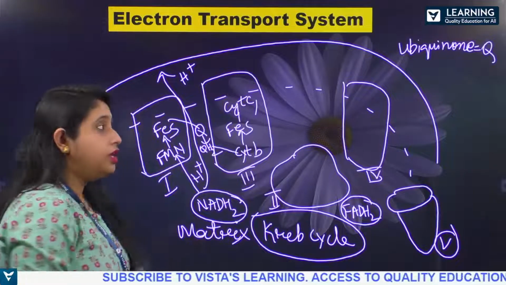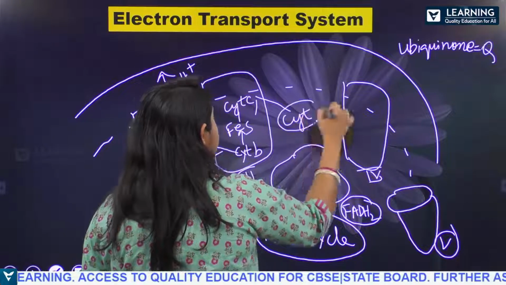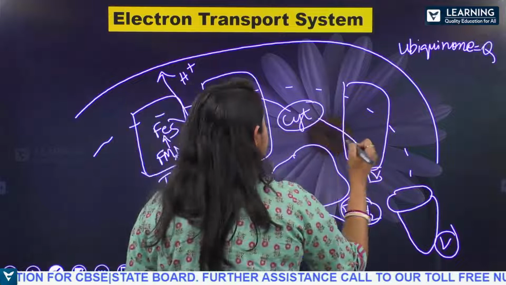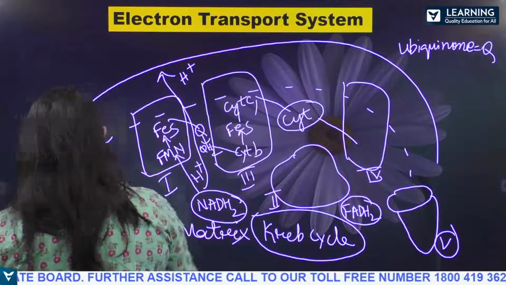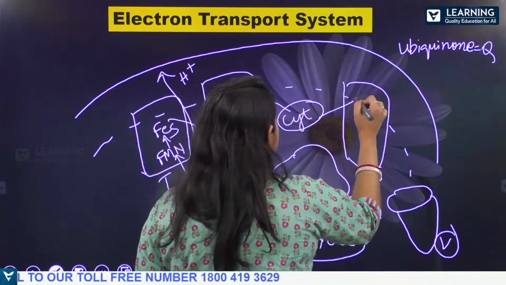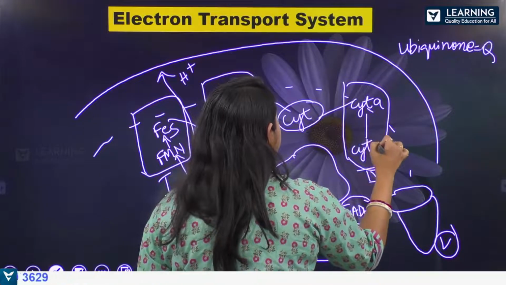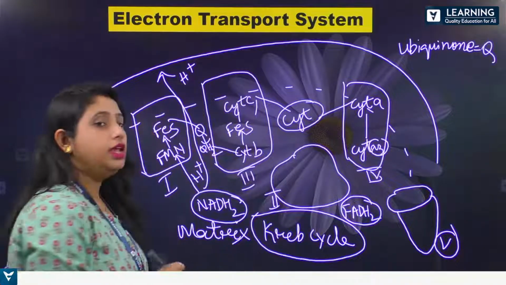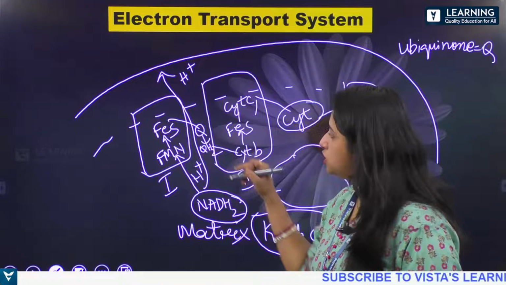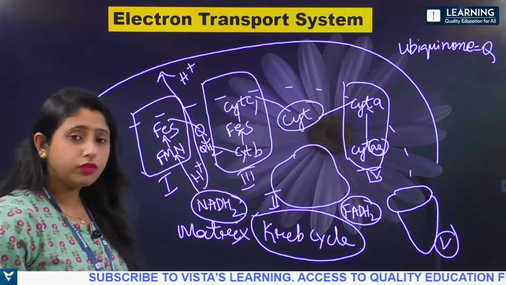Okay. Now here in the inner membrane, the cytochrome complex is there. From the cytochrome complex, the electrons will be further transferred into cytochrome a and then finally to cytochrome a3. Okay, this is how the electron transport chain is taking place. Electron transport is taking place through these various complexes in the mitochondria.